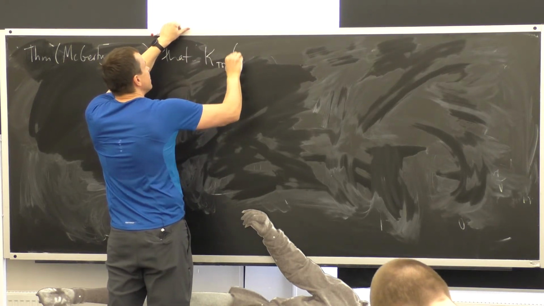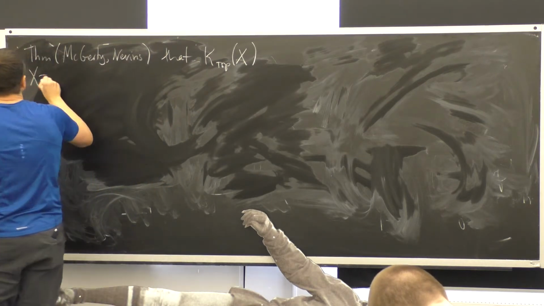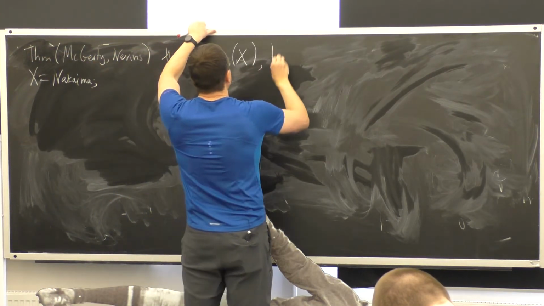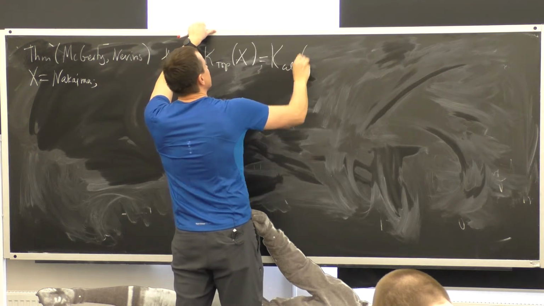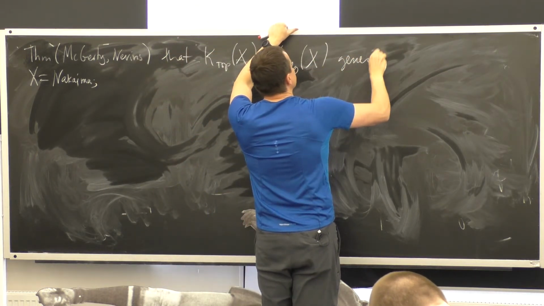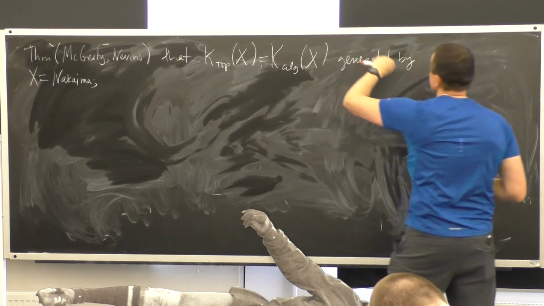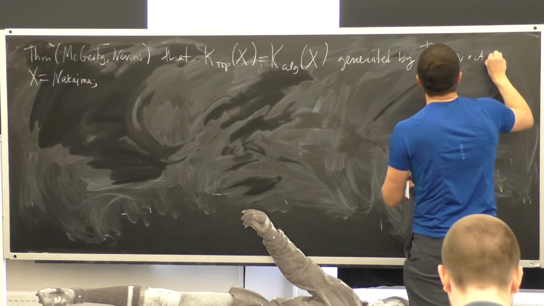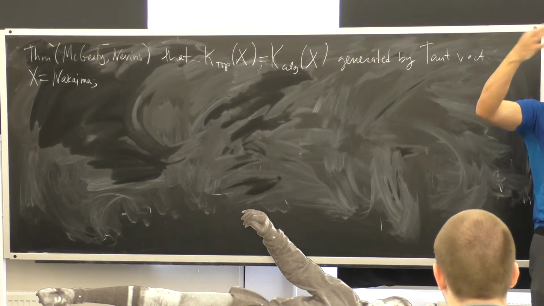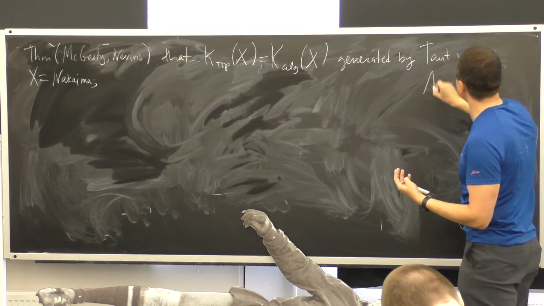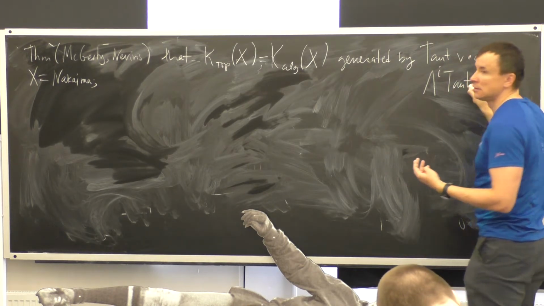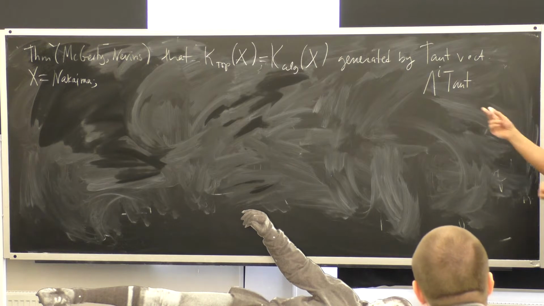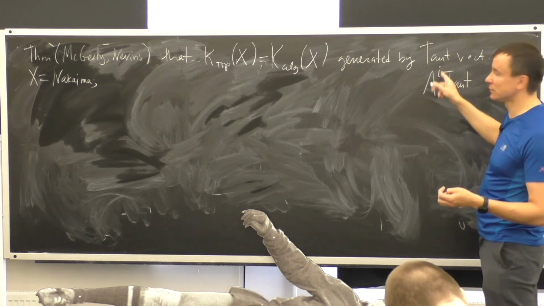That the topological K theory of a Nakajima variety X, algebraic, this is the same, is generated by the tautological vector bundles in the sense of lambda rings. But if you want in the sense of usual rings, then you have to take all the exterior powers of the tautological bundles. So K theory is a ring in which there are extra operations, the exterior powers.